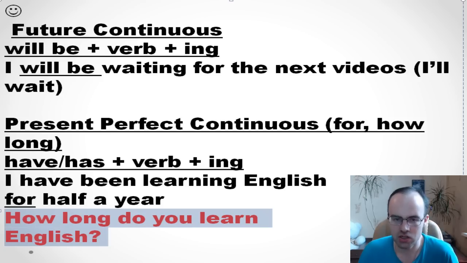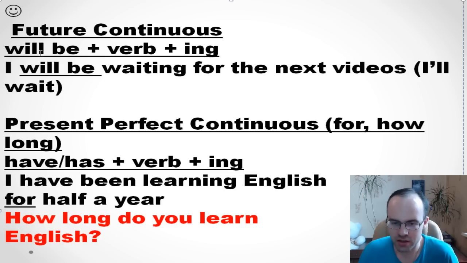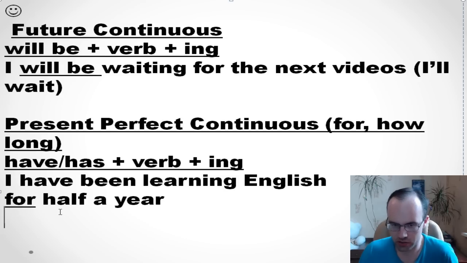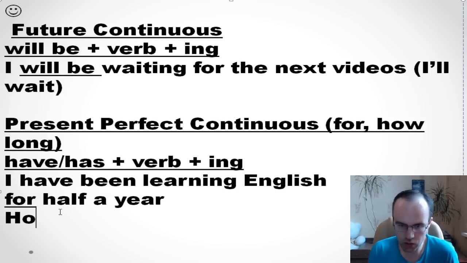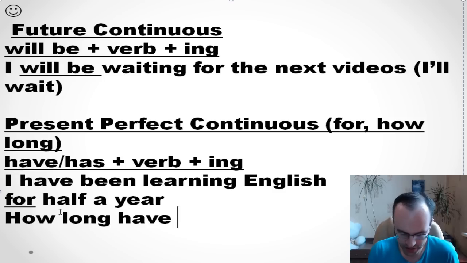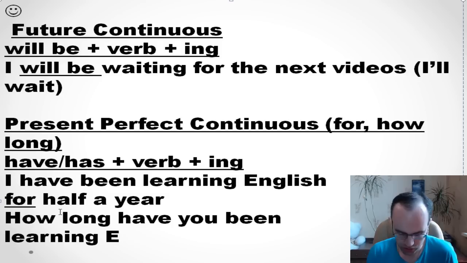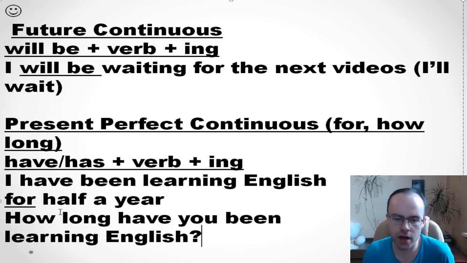Never say it. So if it's how long, you need, my friend, to use another structure, another tense. So how long have you been learning English? And then you say for a year, for 2 years, for 3 years, for half a year, and so on. Present perfect continuous.